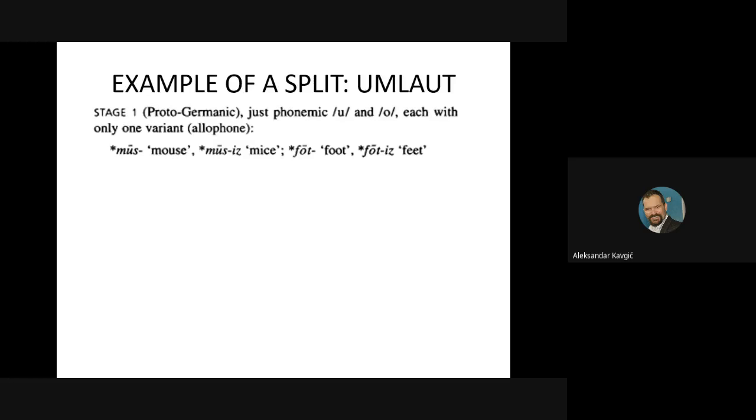So mūs became mice, later moose in English. Fōt became fēt, but originally we didn't have this change. So this is the beginning of the explanation. So you had u and o, like in mūs and in fōt. And this u and o were followed by e.